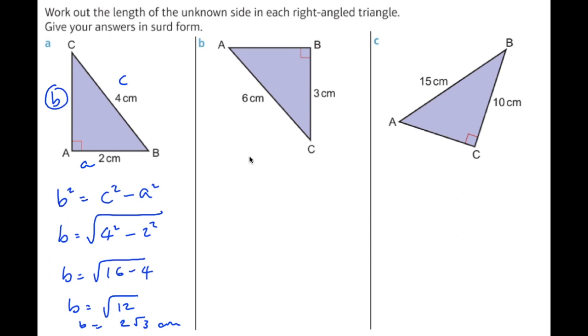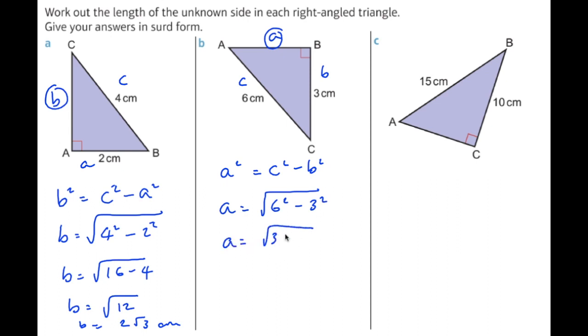For question B, it's exactly the same, so label the diagram. There's C. I'm going to call this one A, and there's B. This time I'm looking for A, so a squared is equal to c squared minus b squared. A is equal to the square root of c squared. Well, c is 6, so that's c squared minus 3 squared. A is equal to the square root of 36 take away 9. A is equal to the square root of 27. 3 root 3. Again, those units are centimetres.